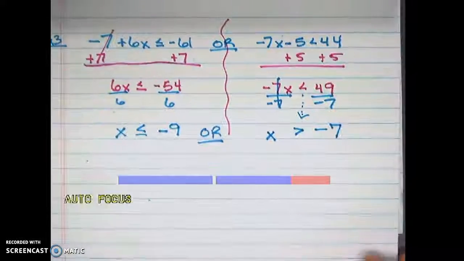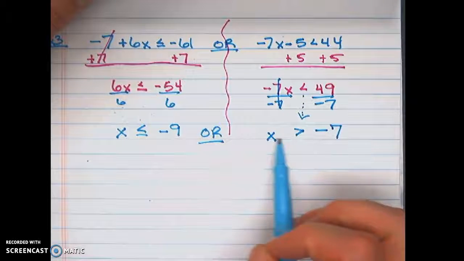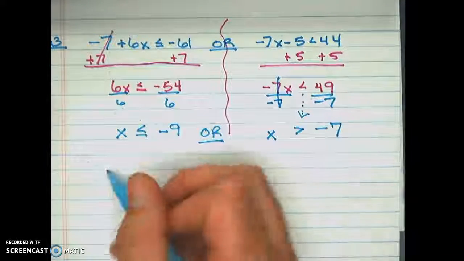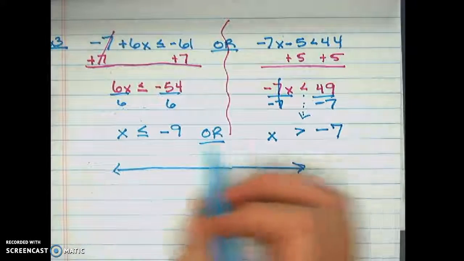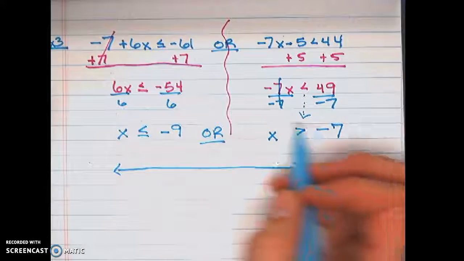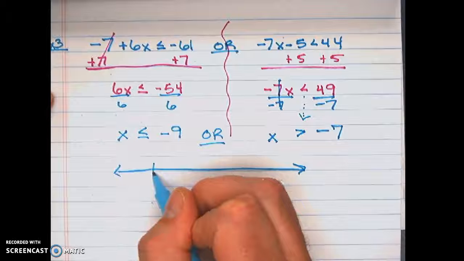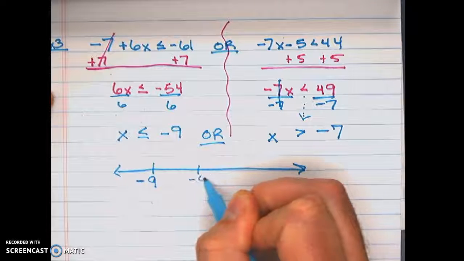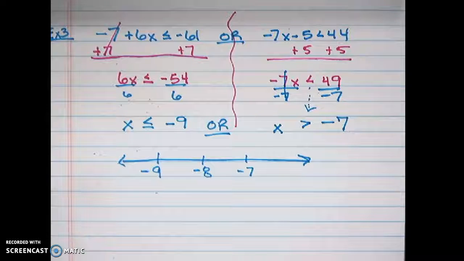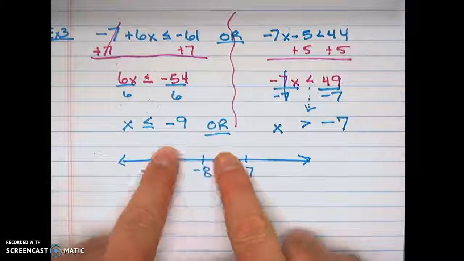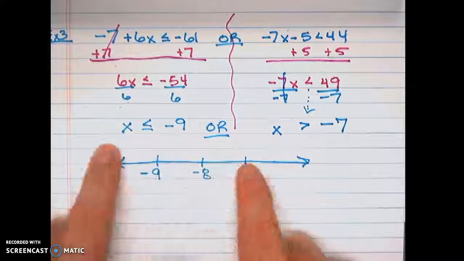So if we look at our answer, it says x can be smaller or equal to -9, or it could be greater than -7. And so if we thought about what the graph of this would look like, which number is smaller here? -9 is smaller than -7, right? So -9 would go here. You could put -8 there, and then -7. And then you're just going to graph these separately. Now last time the answers were in between those two. But if you look at this one, if we go graph it, the answers aren't in between anymore.